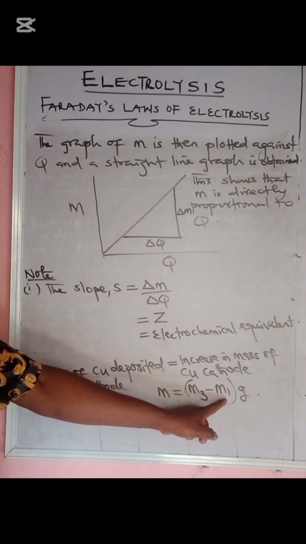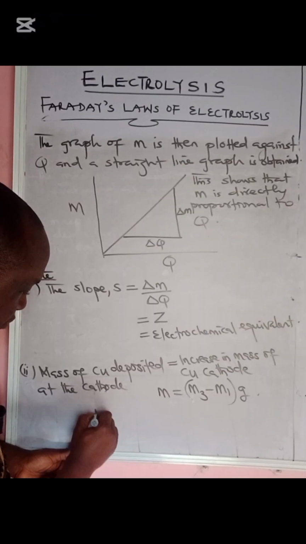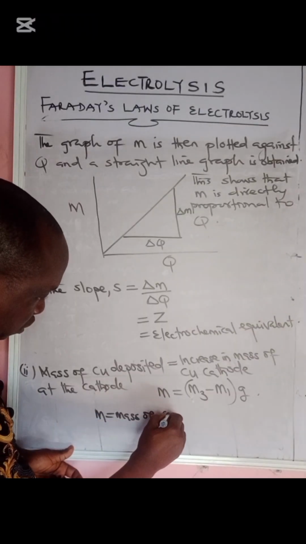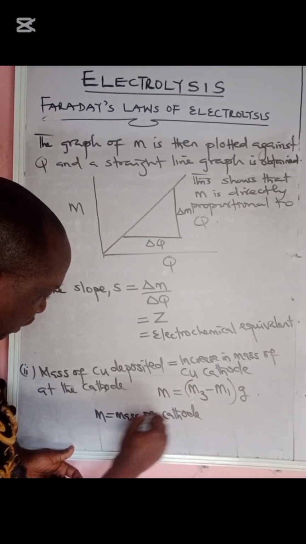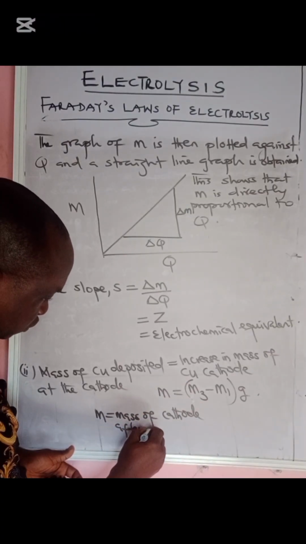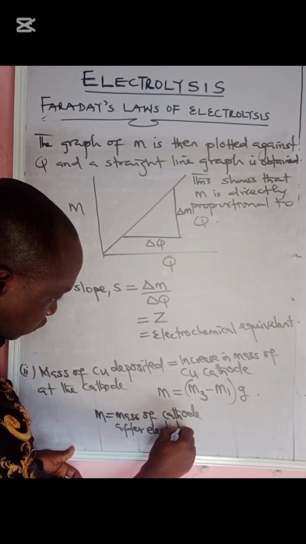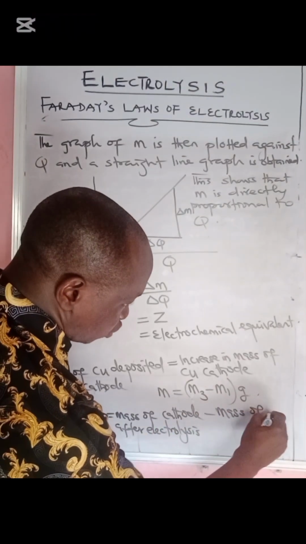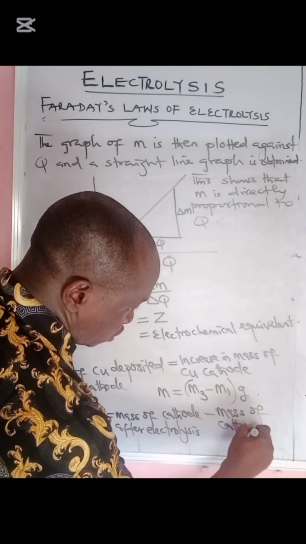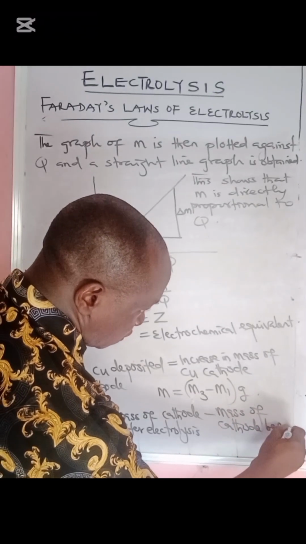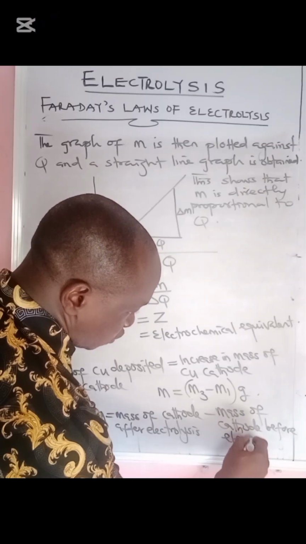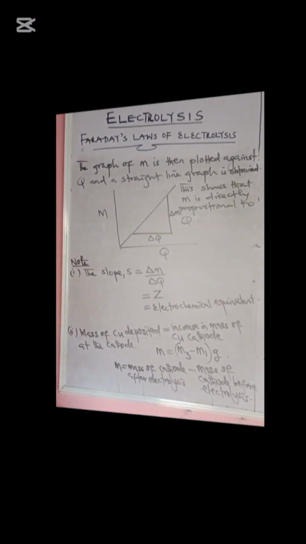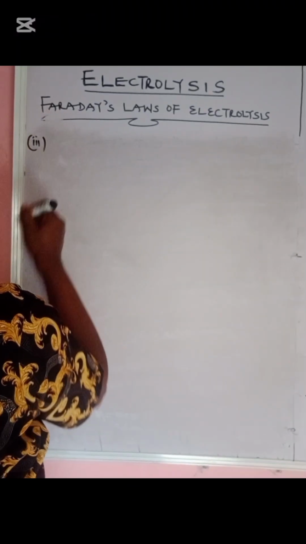It means mass of cathode after electrolysis minus mass of cathode before electrolysis. Take note of that. Take note of it.